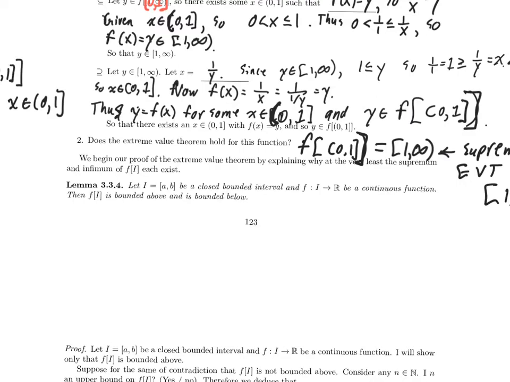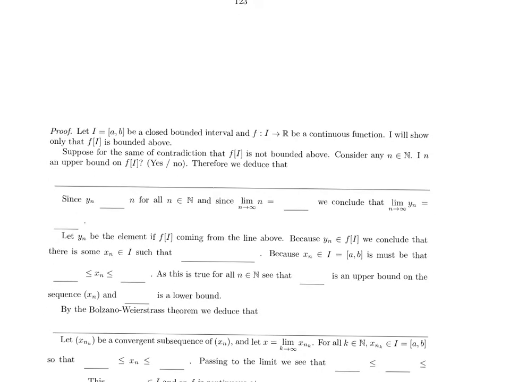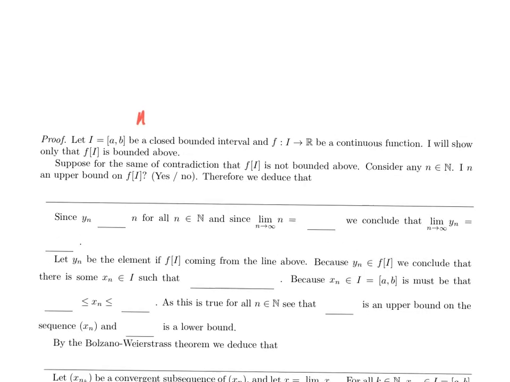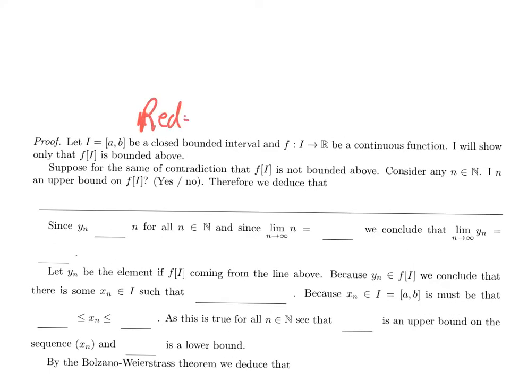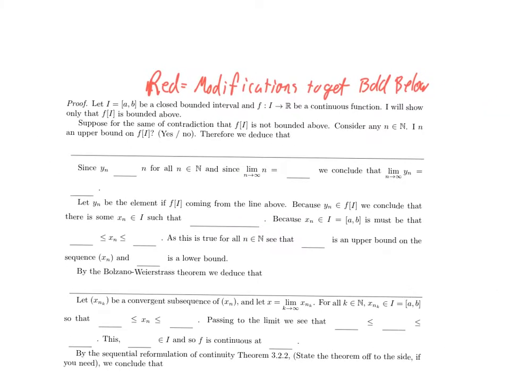Let's prove that theorem. It'll be a proof by contradiction. So, setup. Let I equal [a, b] be a closed bounded interval and f from I to R be a continuous function. We will show that f of I is bounded above. The proof for bounded below is the same, except all the inequalities will be different. Maybe in red I'll indicate modifications to get bounded below, just so you see that it can be done.